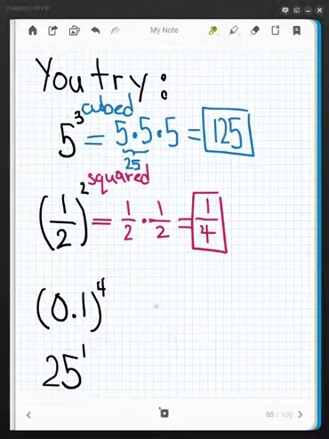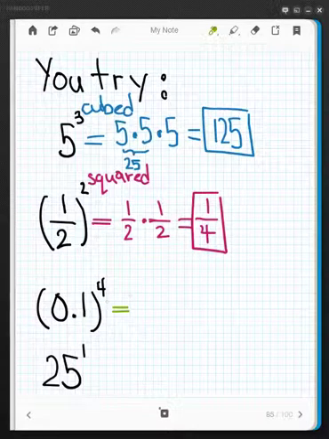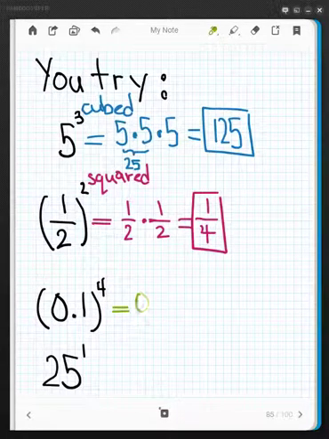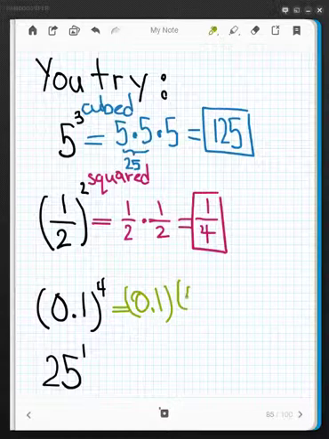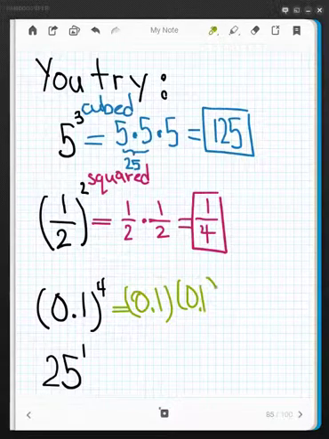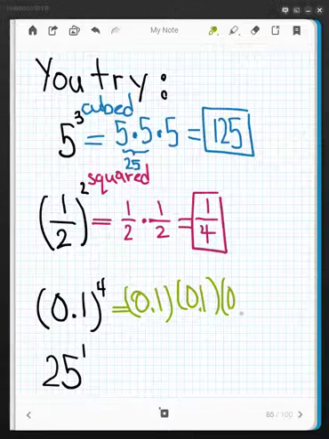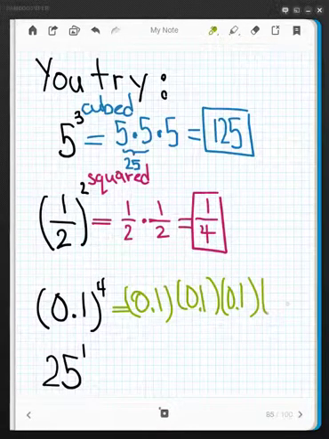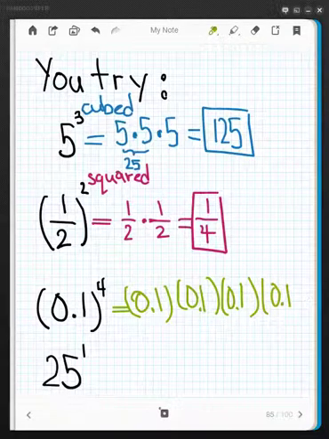Moving on to the decimal. This says 0.1, or 1/10, to the 4th power. Now there's no special name for the exponent of 4, we just say to the 4th power. So this means 0.1 times, and I'm going to use parentheses around this to show multiplication, because the decimals make it kind of confusing if we use some of our other notations. So 0.1 times 0.1 times 0.1 times 0.1.